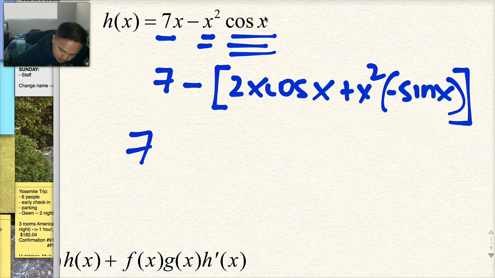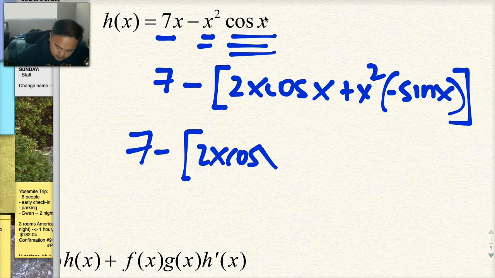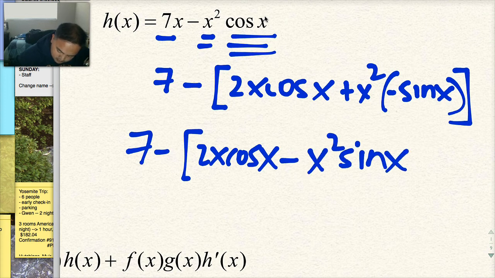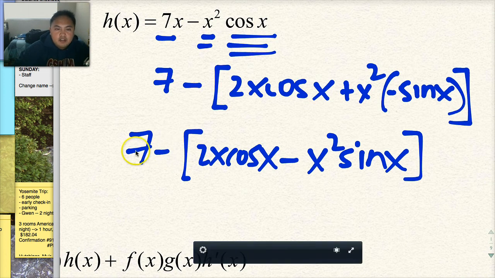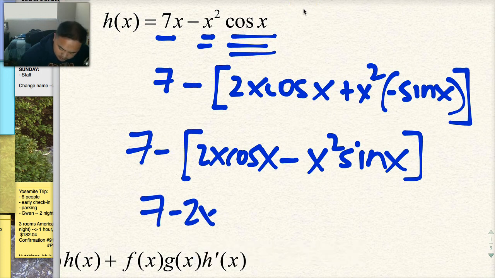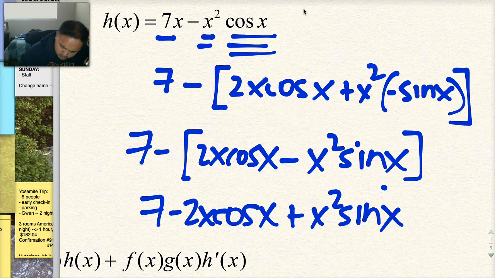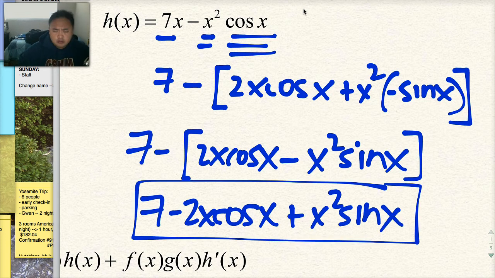So it's 7 minus, and first of all, I'm going to simplify what's inside the brackets. So 2x cosine x minus x squared sine x. All I have left to do is distribute this minus sign out here, and I'm done with the problem. So it's going to be 7 minus 2x cosine x plus x squared sine x. And that's all there is to the product rule.